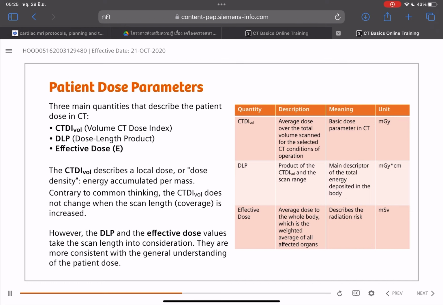The CT-DI volume describes a local dose or dose density, energy accumulated per mass. Contrary to common thinking, the CT-DI volume does not change when the scan length, the coverage, is increased. However, the DLP and the effective dose values actually do take the scan length into consideration. They are more consistent with the general understanding of the patient dose.